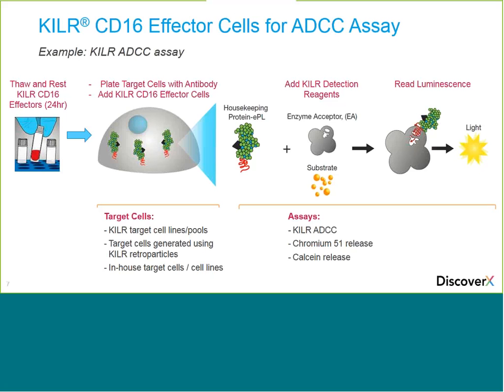Now, the KILR effector cells that we're speaking about today are compatible with our KILR assays, of course, so you can use target cells developed from our menu of over 30 different cell models. You can generate your own target cells using our KILR reporter, using our retroparticles, or you can use your own in-house target cells and cell lines that you've developed for your own ADCC assay readouts. So they're compatible with basically any type of ADCC assay as long as it is an immune effector-mediated readout. From that perspective, assays that are compatible with these effectors would include the KILR ADCC, chromium release, europium, calcein release, even Cytotox Glo, those types of readouts.